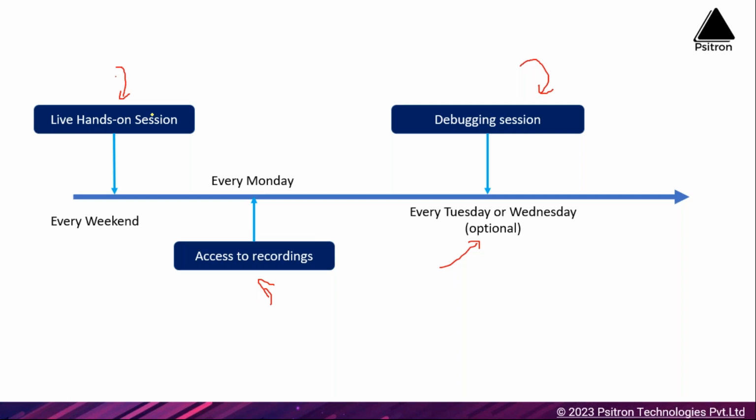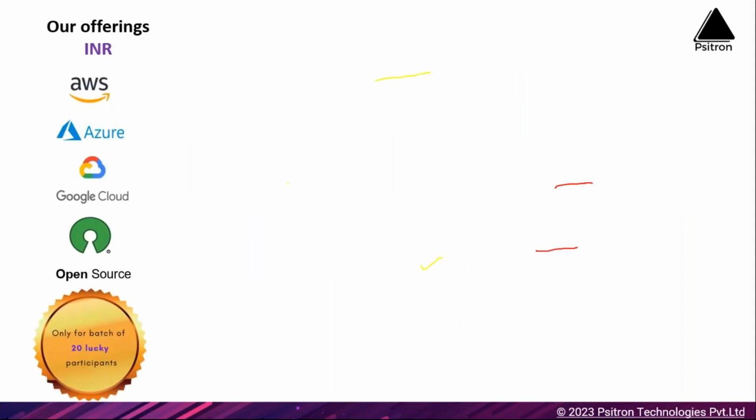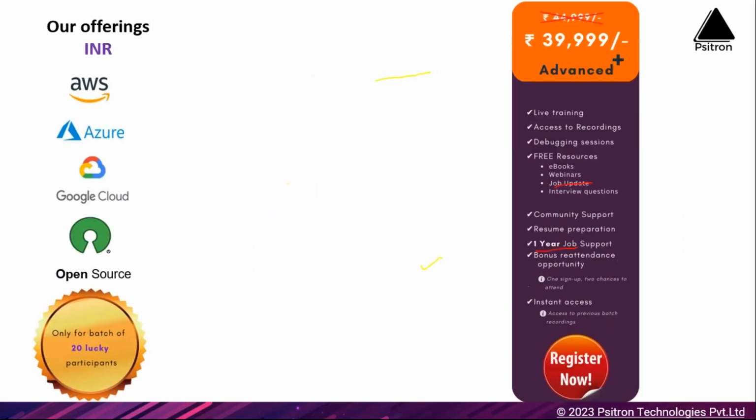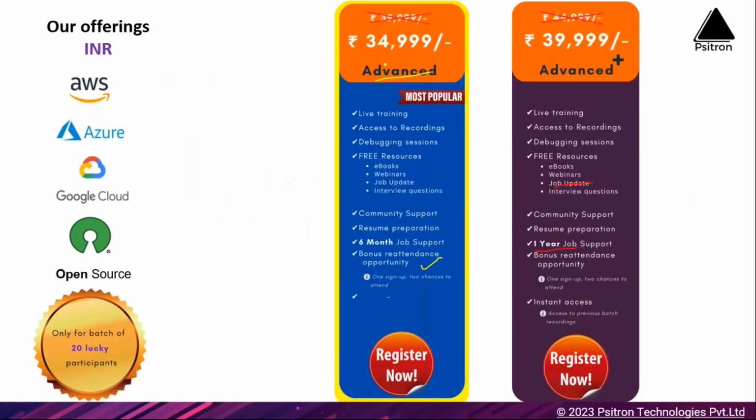Starting from live sessions every weekend to the debugging sessions that we provide. Even in a worst case scenario where a participant has missed 50% of the live sessions, maybe because of an immediate job or something, and couldn't take our live sessions completely, if he is part of our advanced or advanced plus, he can retake our program completely for free. If you want to revise those codes once again in our next batch, or learn the new updates, you can retake this program for free. That is another added benefit.